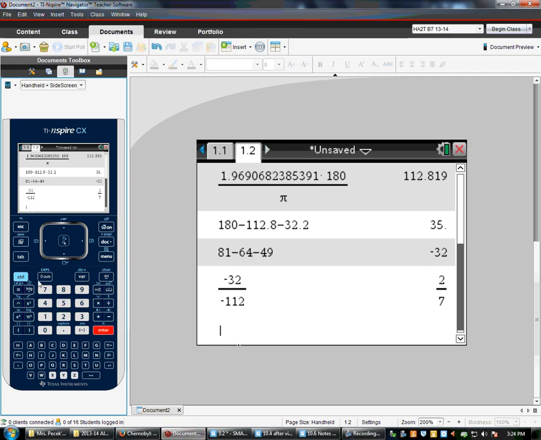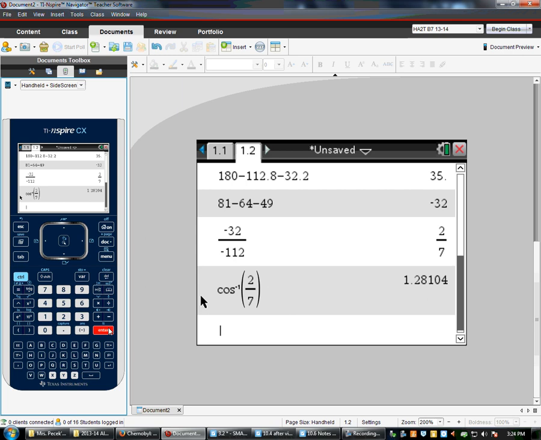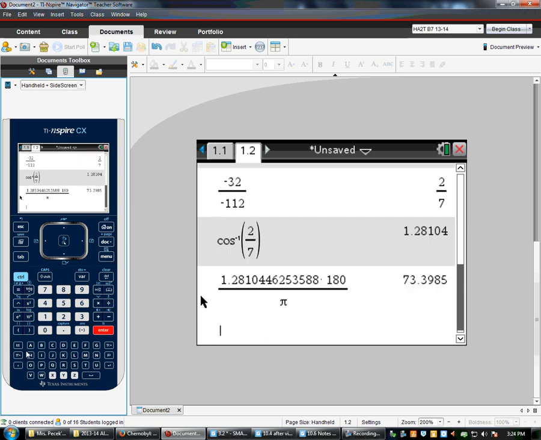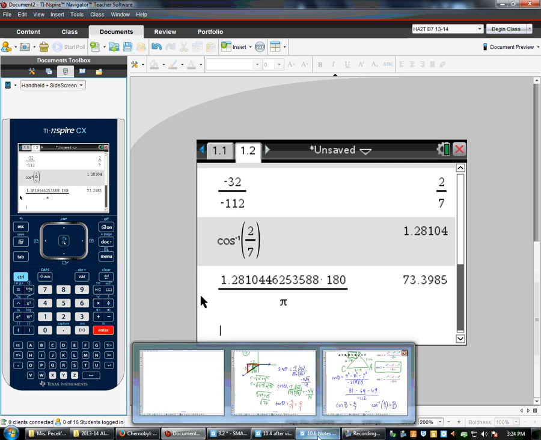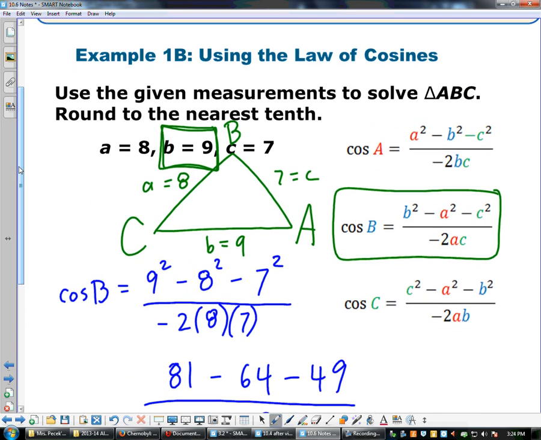So we go to the calculator, and we're going to do cosine inverse of 2/7, or of the answer, and we get 1.28. Remember, that is in radians, so we're going to want to convert. We're going to say times 180 and divided by pi. And so we end up getting about 73.4 degrees for this one. So angle B here turns out to be 73.4 degrees.